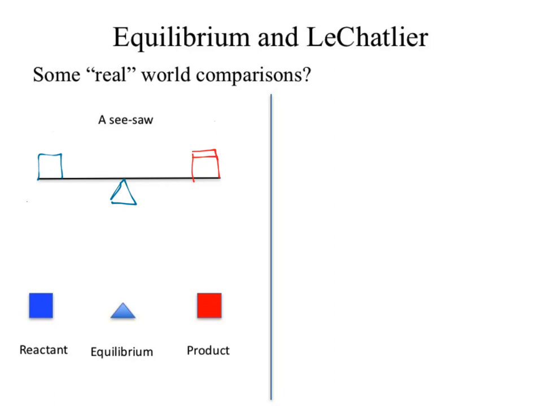I'm going to mess with you a little bit, and I'm going to put some more stuff over here. What now happens to the seesaw? The seesaw goes down on the left side. It comes out of whack. It's no longer in equilibrium.